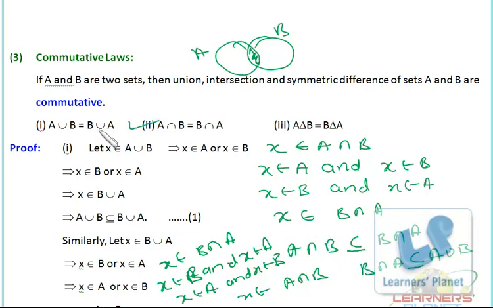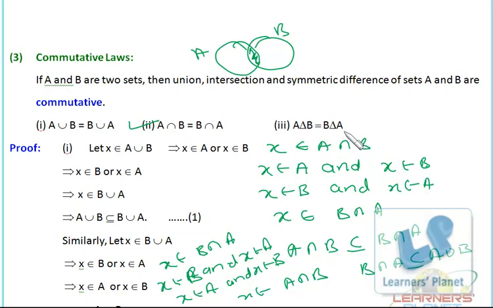Okay, so that's pretty simple. You just practice the steps, right? How to write the steps, that is it, nothing else. Not at all going to be difficult. In the very same manner we can prove A delta B is equal to B delta A.